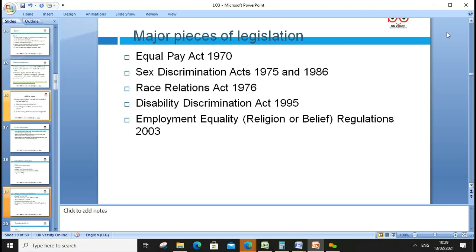Okay, then we have major pieces of legislation: the Equal Pay Act 1970, the Sex Discrimination Act 1975 and 86. We can't discriminate on race and religion, to keep the relationship with the different ethnic groups. Disability, we can't discriminate on the basis of disability. We should provide opportunities to disabled people as well. Employment equality. So these laws have been merged mostly into a single piece of legislation called the Equality and Diversity Act 2010, which is the Equality Act.